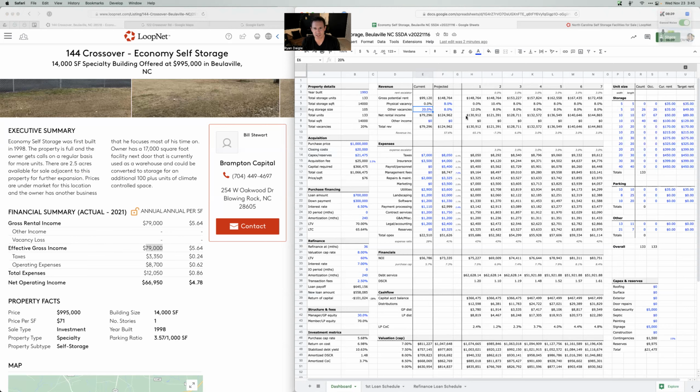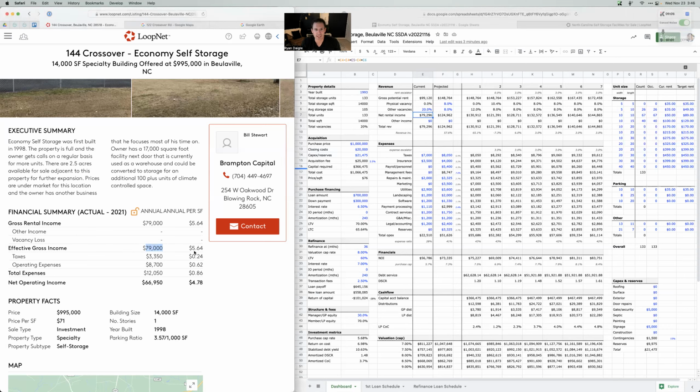And what we want to do is kind of use that as our fudge factor to bridge the gap between the gross potential top line here and what we know the current operating performance to be. So I entered about 20%, which for mismanaged or undermanaged properties is not unusual at all. And I got the net rental income to be about $79K, which matches pretty darn closely to our effective gross income. So these numbers match. I feel good about that.